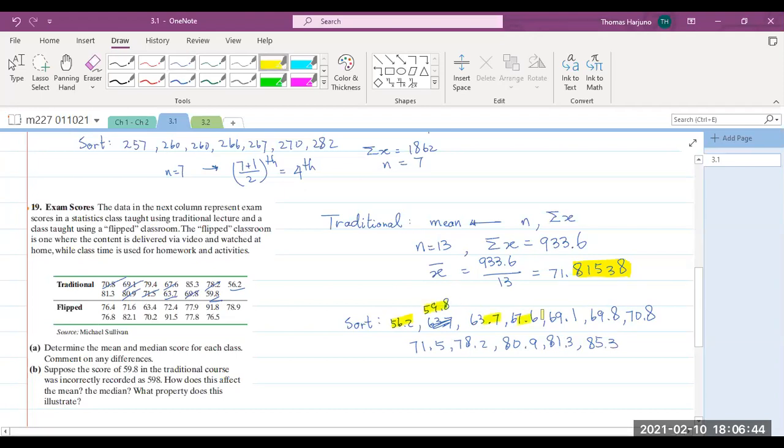1, 2, 3, 4, 5, 6, 7, 8, 9, 10, 11, 12. I'm missing something. What do I miss?